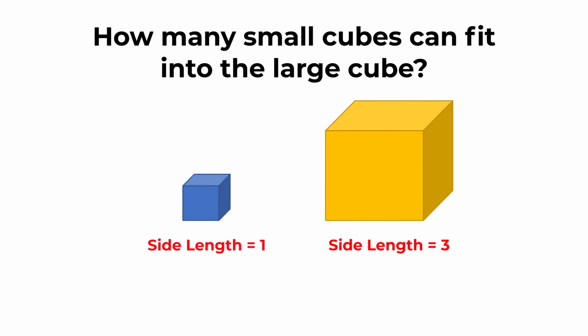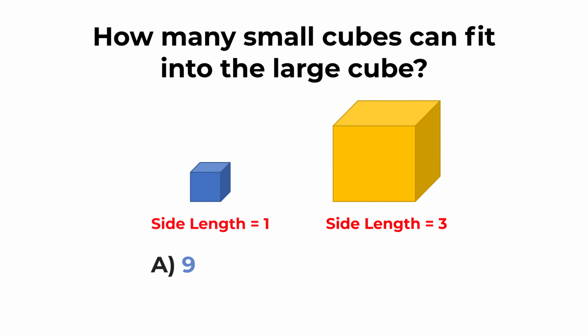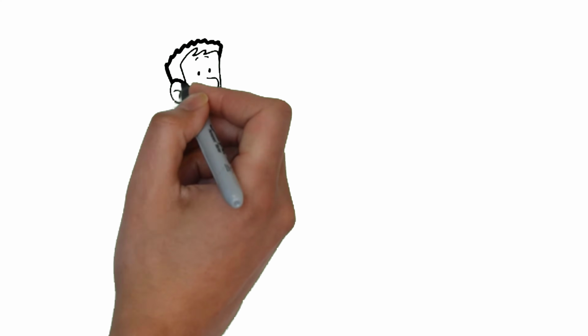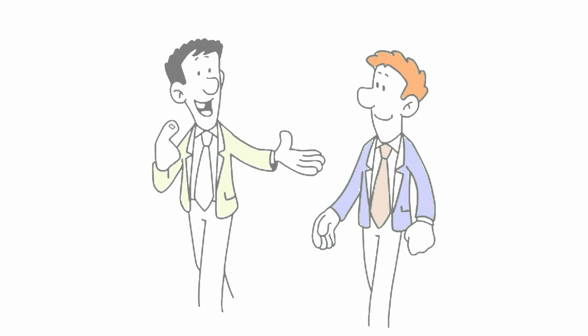And you have 4 different choices. Choice A, 9. Choice B, 18. Choice C, 27. And choice D, 81. Do you know the answer? Give yourself a few moments to calculate it. Maybe 20 to 30 seconds. This is about as much time as you get in the real test. Ready or not? Let's go ahead and get to the correct solution together.